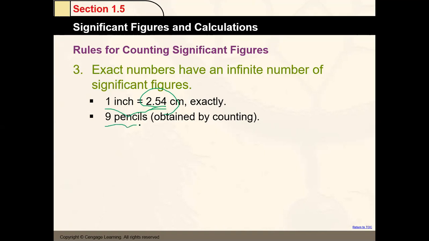9 pencils, for example. Do I say that these 9 pencils is one sig fig? No, because a pencil count is a number you get from counting. It is not like saying, oh, the weight of this is 5.5 grams. That's a measurement. It's not an exact number. It's a measured number. These are exact numbers, right? You don't get 5.5 grams by counting. So you have to get the weight of something to determine its mass.